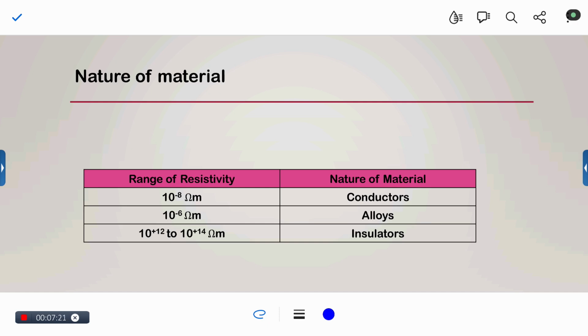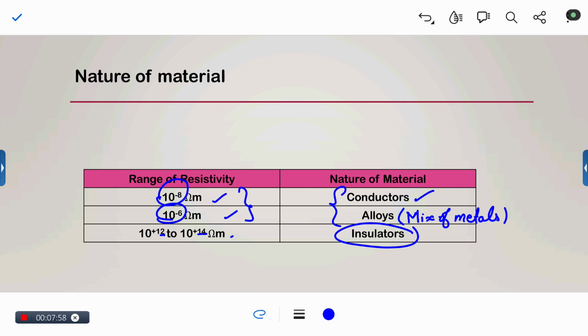By using the range of resistivity, we can divide materials into different categories. If the range of resistivity is of the order of 10 to the power of -8, the material is a conductor. If it is of the order of 10 to the power of -6, it is an alloy. What is meant by alloys? Alloys means a mixture of metals. And if the resistivity is very high, positive power, the material is called an insulator. Remember these two alone: -8 means conductor and -6 means alloys.